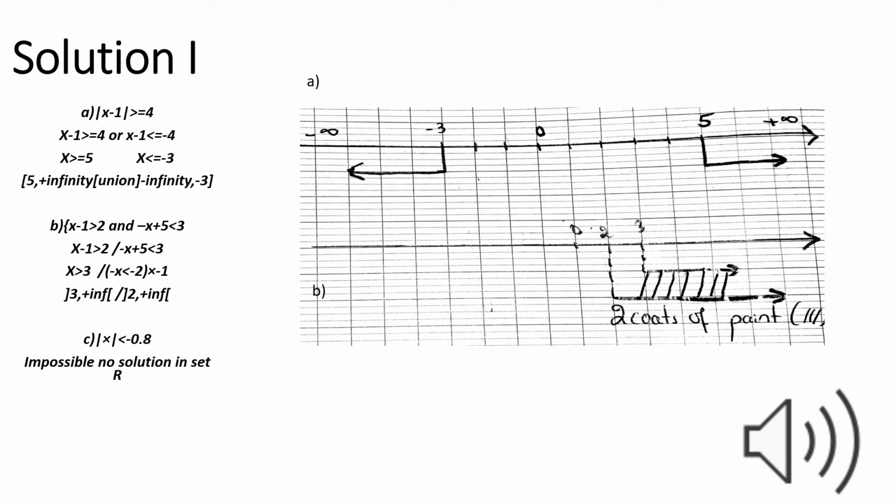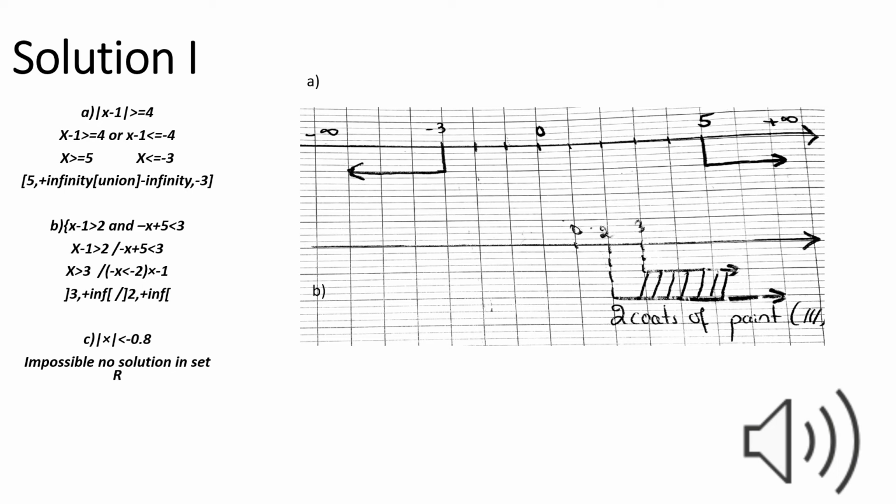Test your knowledge. Solve the following, then draw them on a number line. A. Absolute x minus 1 greater than or equal to 4. It looks like absolute x greater than or equal to a, where a is positive. It has two roots: x minus 1 greater than or equal to 4, or x minus 1 less than or equal to minus 4. X greater than or equal to 4 plus 1, x greater than or equal to 5. On the other side, x less than or equal to minus 4 plus 1, x less than or equal to minus 3.